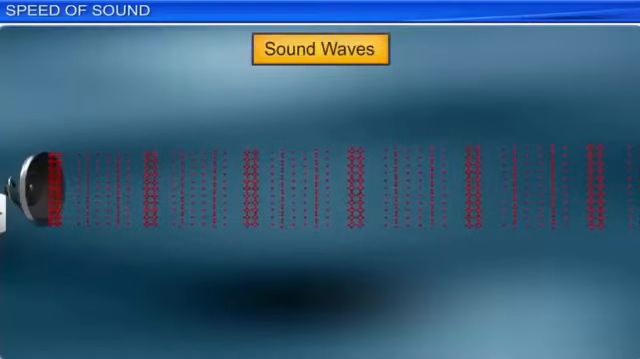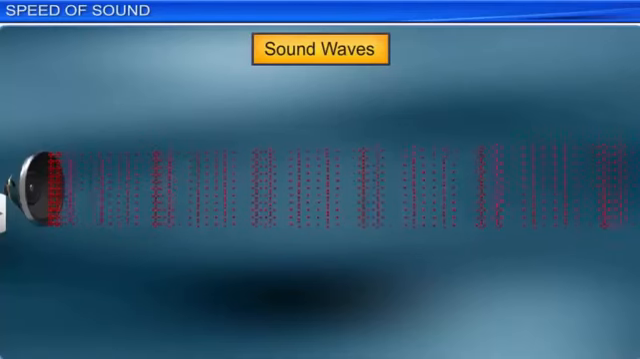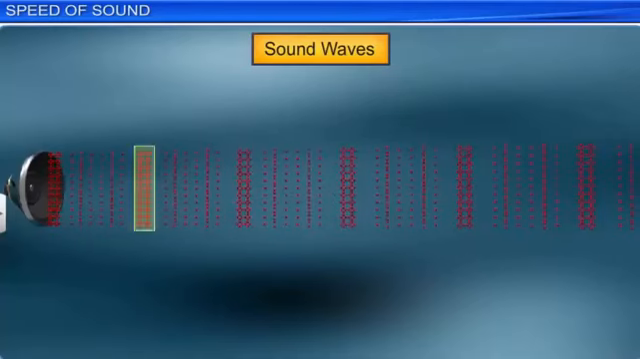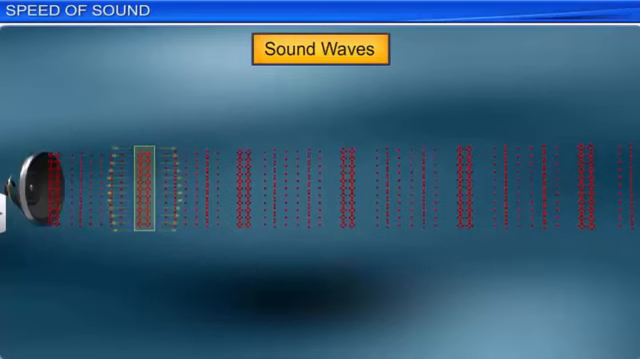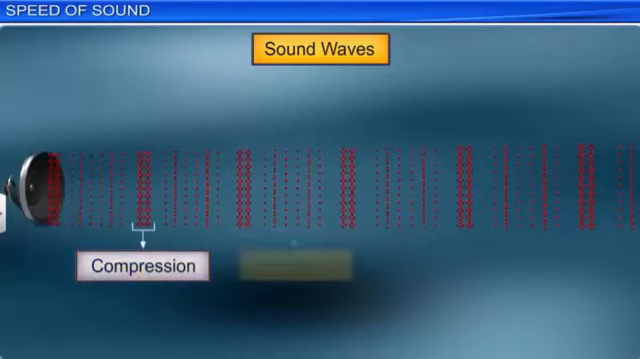Sound waves, which are longitudinal waves, propagate with the vibrations of the particles of a medium in the direction of propagation of the waves. Sound waves in air consist of propagating compressions and rarefactions of small volume elements of air.